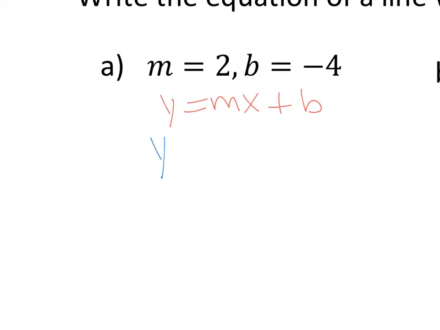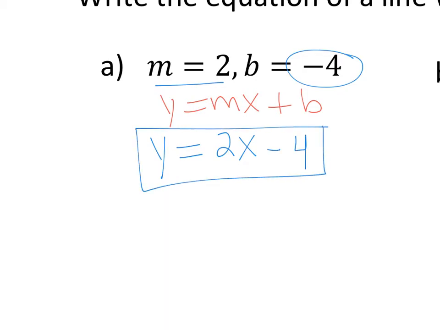So y equals, m is 2, so 2x. B is negative 4, so minus 4. It's as simple as that. Let's jump to C.